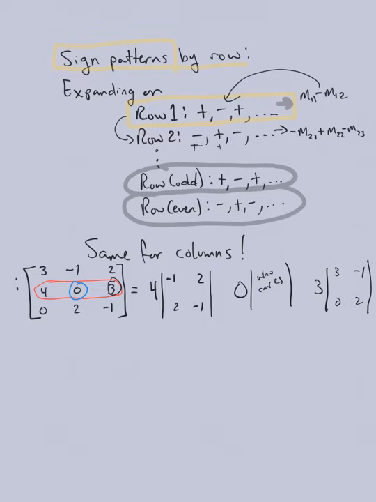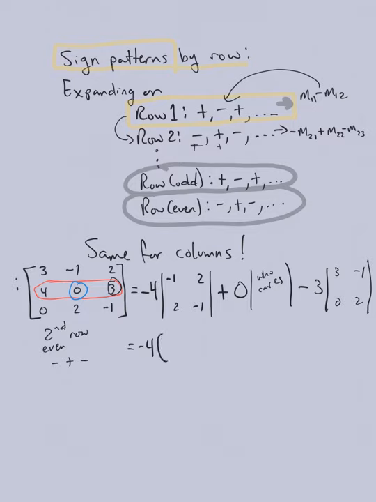Okay, the only thing is I'm using the second row here. That's an even row, and so that tells me that my sign pattern is minus, plus, minus. And so that means I do minus on the first minor determinant, then plus, and then minus, like that. So now I'm ready to compute.